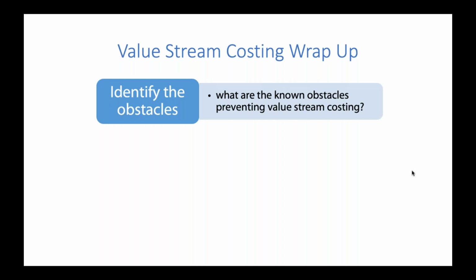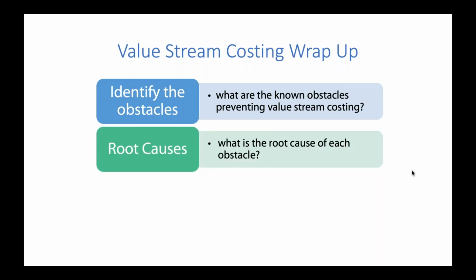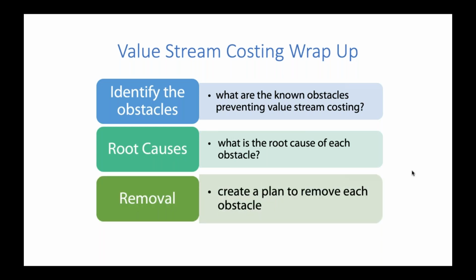So wrapping up, value stream costing. What you want to do is understand the obstacles. What is out there that could prevent you from doing value stream costing? Is it thinking paradigms? Is it systems? Is it internal reporting? Understand that. And understand the root cause of the obstacle. This is sort of like lean problem solving. And then create a plan to remove each obstacle.